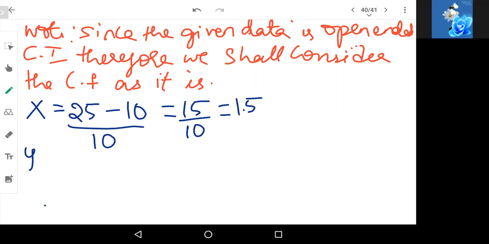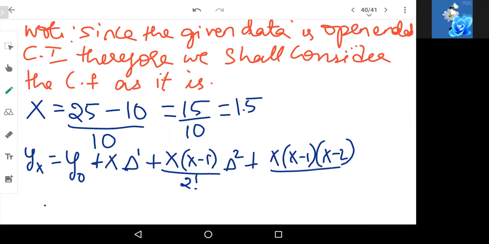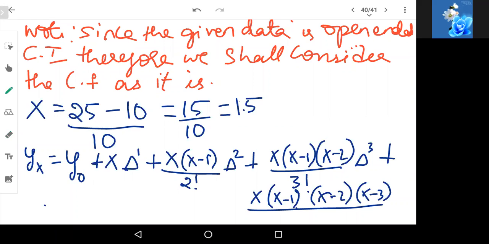So when you write the formula, yx is equal to, first, y0 plus x into the first leading difference, plus x into x minus 1 divided by 2 factorial into the second leading difference, plus x into x minus 1 into x minus 2 divided by 3 factorial into the third leading difference, plus x into x minus 1 into x minus 2 into x minus 3 divided by 4 factorial into the fourth leading difference. I hope you know how to solve this part. Let us start solving it quickly.